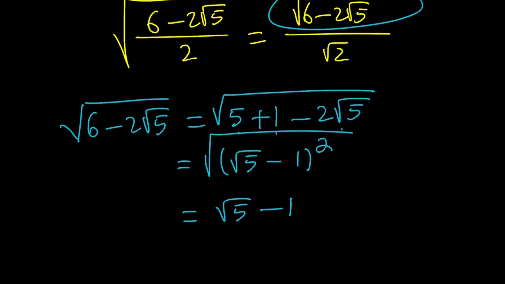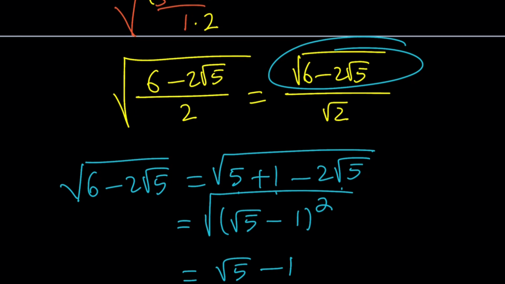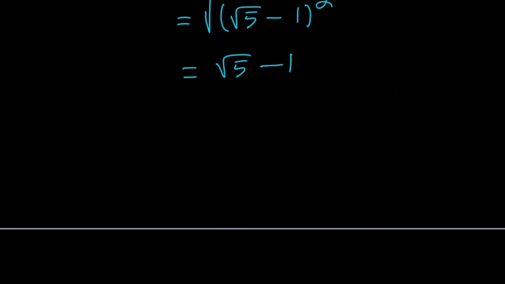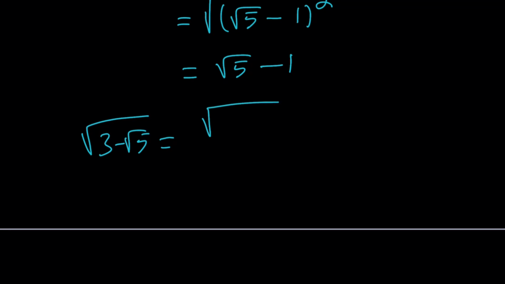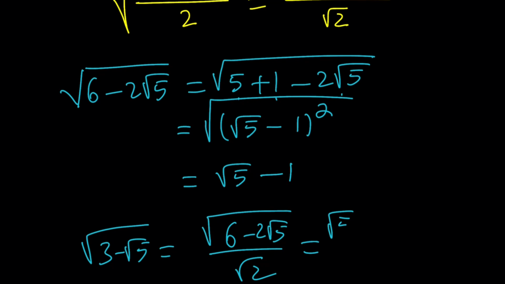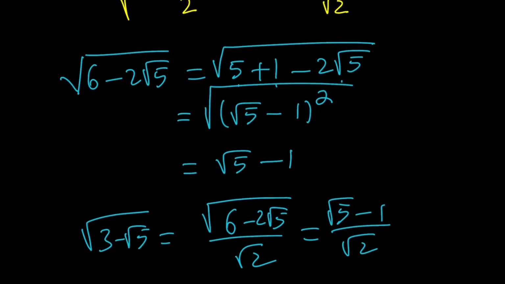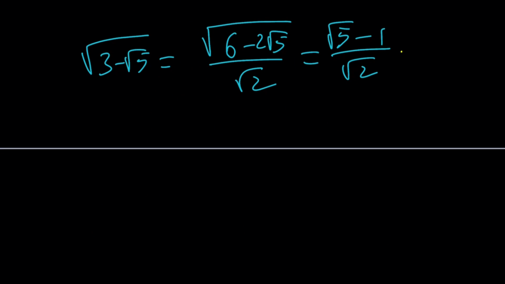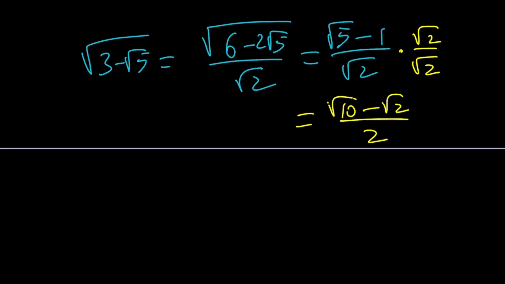But that's just the tip of the iceberg. It's just the numerator. So square root of 3 minus root 5 equals the square root of 6 minus 2 root 5 divided by root 2. But the square root of 6 minus 2 root 5 is root 5 minus 1. So that's divided by root 2. Rationalize the denominator, and the mathemagic happens. And you get root 10 minus root 2 divided by 2 as before as the answer.